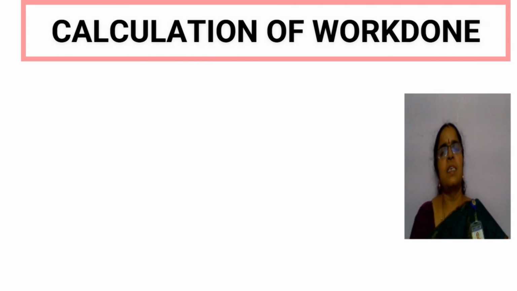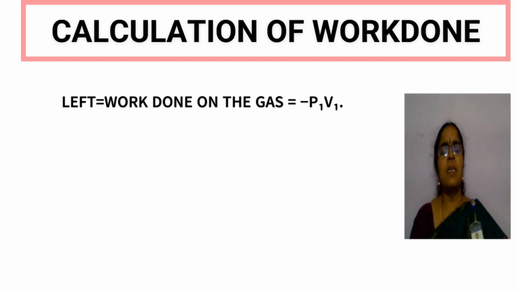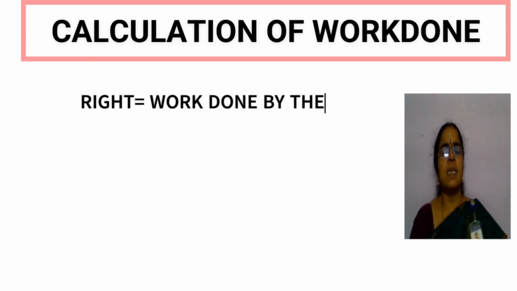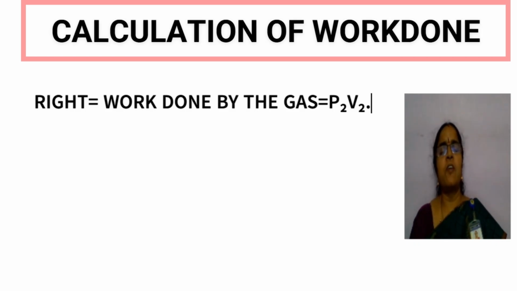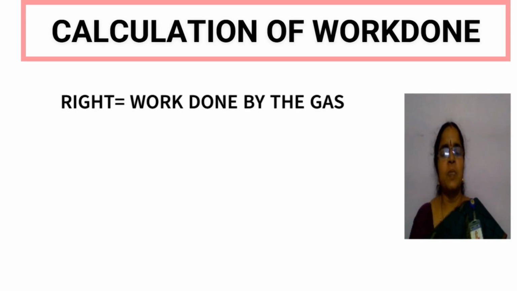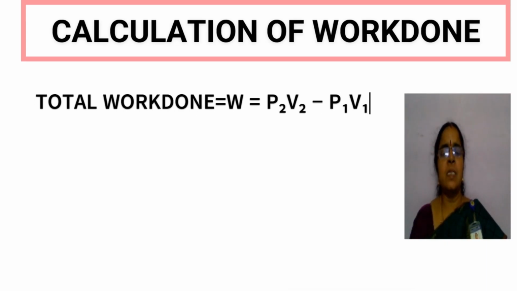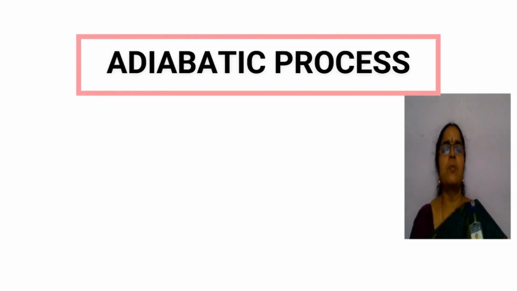Now, let us analyze the total work done. On the left-hand side, the gas is pushed towards the porous plug. Hence, work is done on the gas, which is equal to minus P1 V1. On the right-hand side, the gas expands after crossing the plug. Therefore, work is done by the gas, which is P2 V2. Total work done during the process is W, that is equal to P2 V2 minus P1 V1. Since the process is adiabatic, Q is equal to 0.